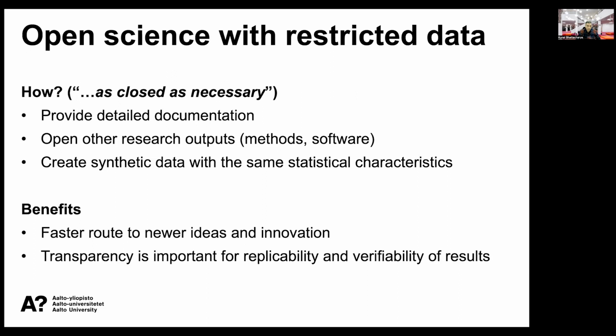So when we do open science with restricted data, what exactly do we do, or what do we have to keep in mind? Here we should remember the principle of being as closed as necessary. This is when you are not exactly sharing the data, I mean Excel sheets or tables, or anything that gives you the numbers that you crunch to get aggregate statistics. What you can do is provide detailed documentation on the data. You can open up your research outputs, share them, like your methodology in detail, the software, if you have built it, or what kind of software you used when working with that data.